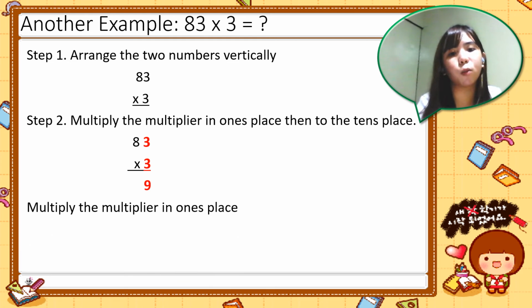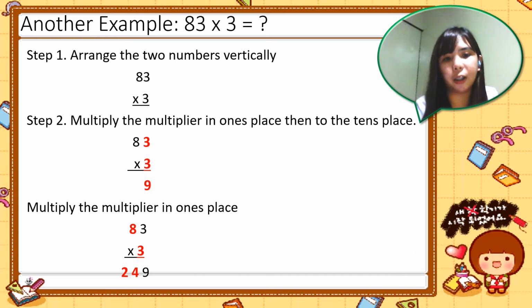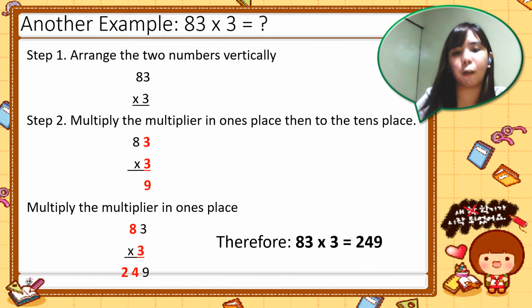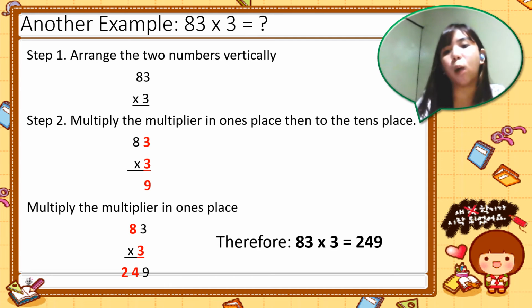Next one is to multiply the multiplier sa tens place. So, 83 times 3 wherein 3 is multiplied na kay 8. Pilang answer? So, 8 times 3 is 24. So, you write it down man sa ilang adalom, natupong man sa ila ang correct ka answer. So, it will give you 249. Therefore, 83 times 3 is equal to 249.